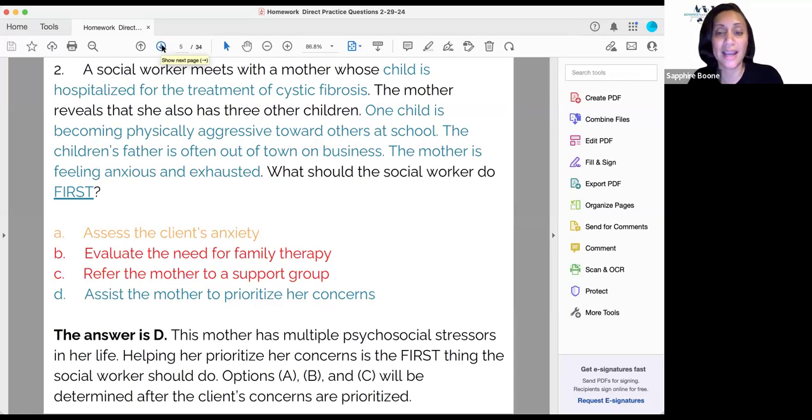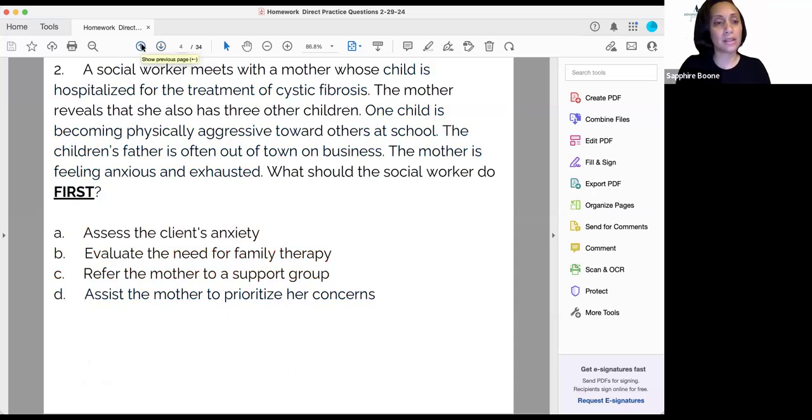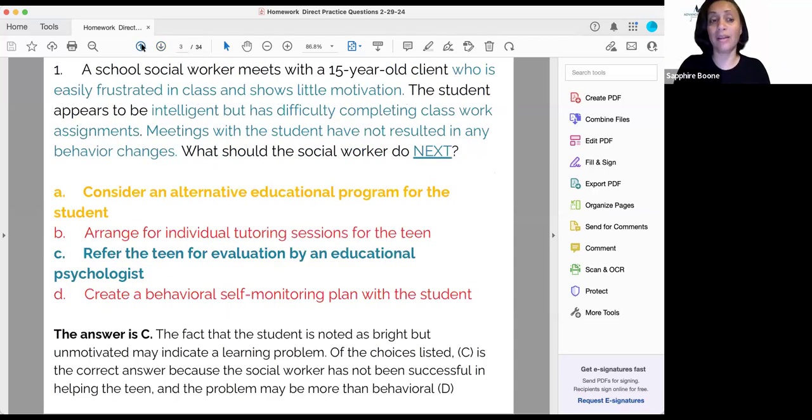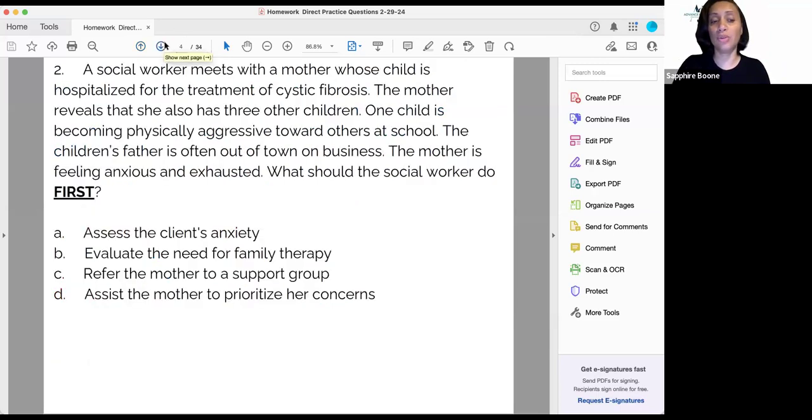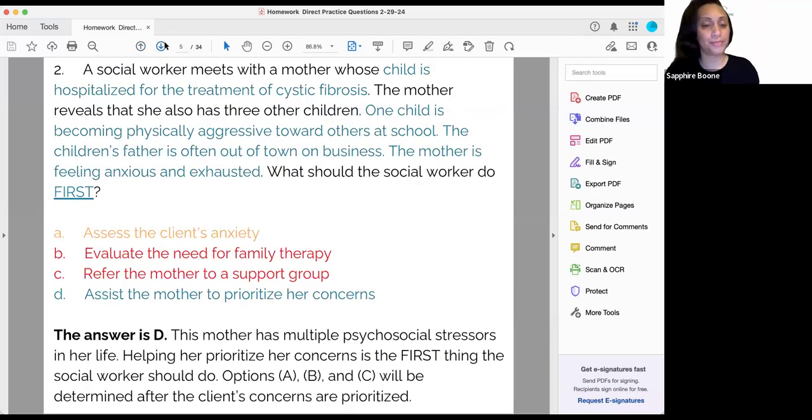Yeah, so that's D as in dog. Oh, by the way, make sure to write down your answers and whether or not you got it right or wrong. So the first answer was C, and then 2 is D as in dog.